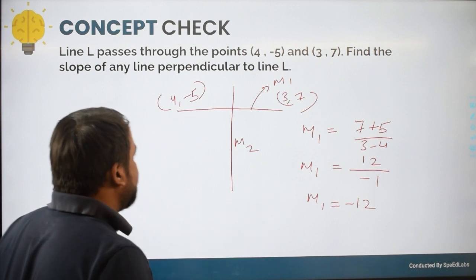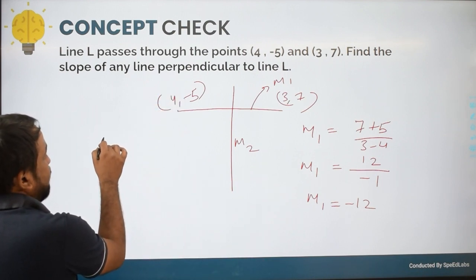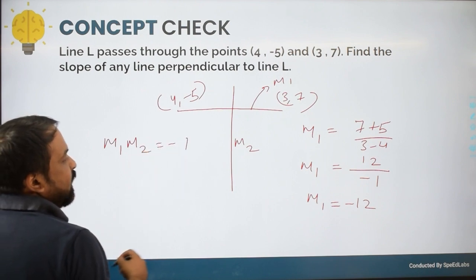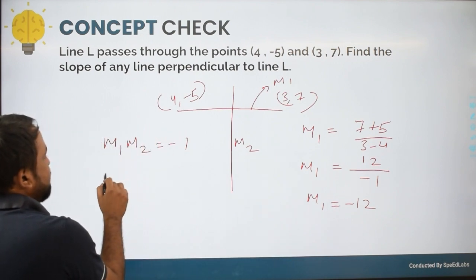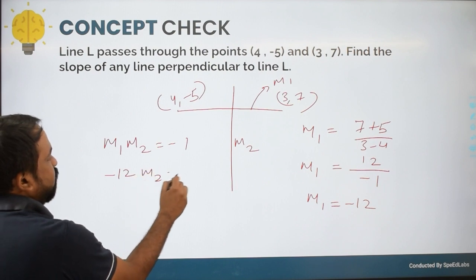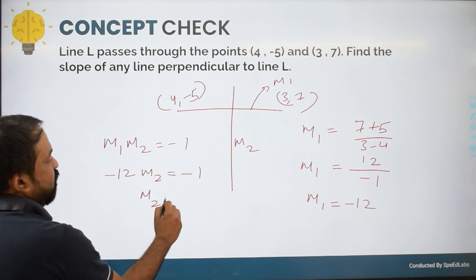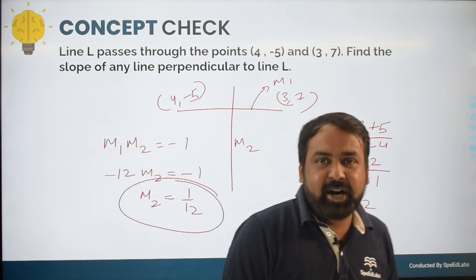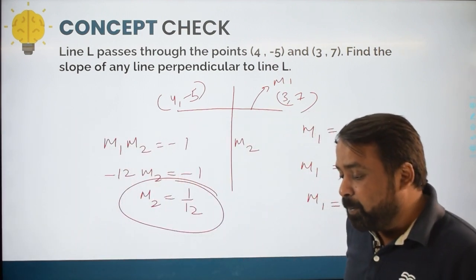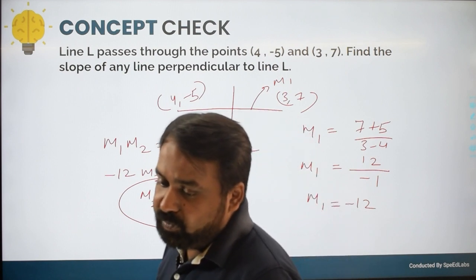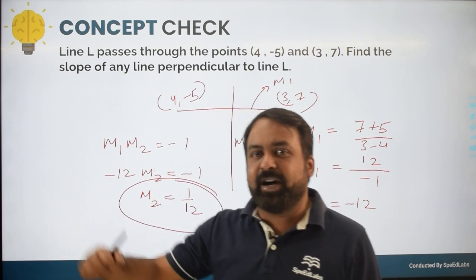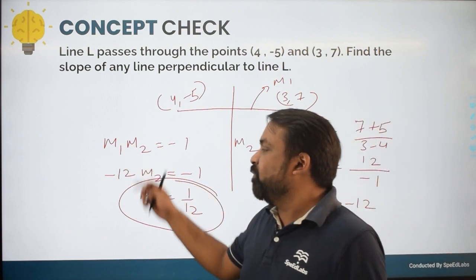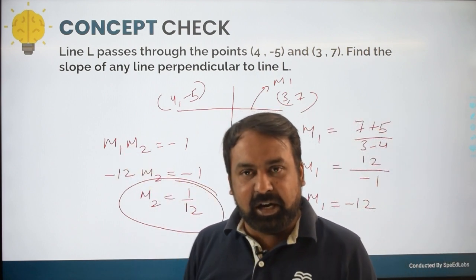If m1 is minus 12 and we have to find the slope of the line which is perpendicular, so m1 into m2 will be equal to minus 1. Let us put the value of m1 here. So minus 12 into m2 is equal to minus 1, and we can say that the value of m2 will be 1 by 12 here. So like this we can find the slope of a perpendicular line. If the slope of the first line is given to us, then we can directly find the slope of the second line, because m1 into m2 is equal to minus 1. We know this relation very well.